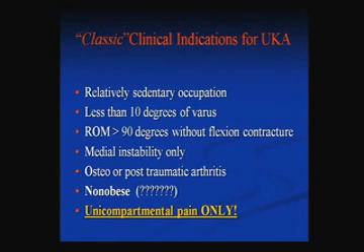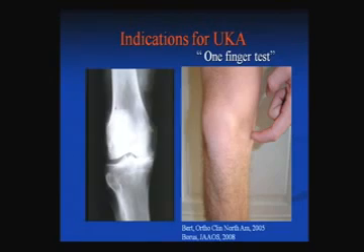The classic clinical indications for unicompartmental arthroplasty are a relatively sedentary occupation, less than 10 degrees of varus, range of motion greater than 90 degrees without flexion contracture, medial instability only, osteo or post-traumatic arthritis, obesity is a question mark, and I'll come back to that in a second, and unicompartmental pain only.